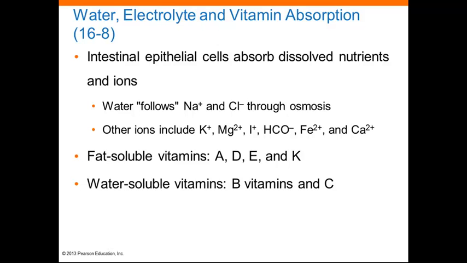Fat-soluble vitamins like A, D, E, and K are absorbed in micelles along with lipids. Vitamin K also is produced in the colon by bacteria. Water-soluble vitamins like B vitamins and C vitamins are easily absorbed by the digestive epithelium, except for B12, which requires intrinsic factor. Bacteria in the gut are also a source of water-soluble vitamins.